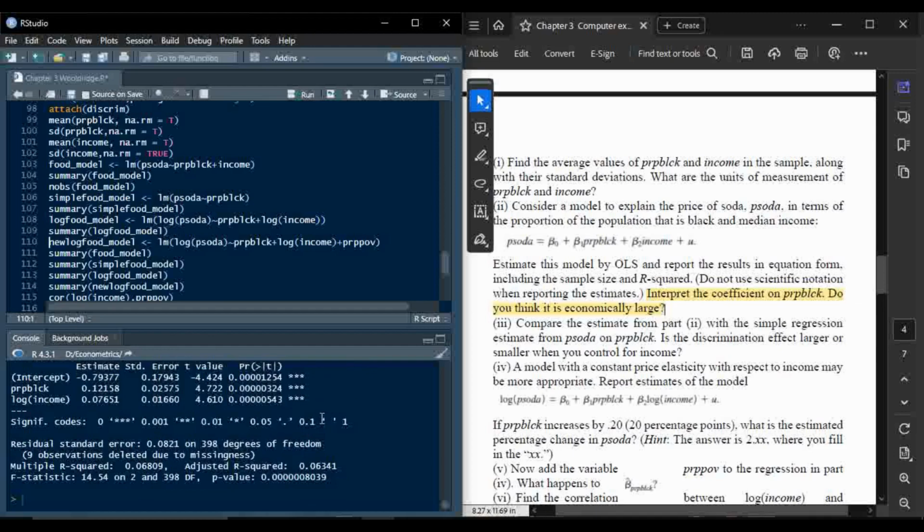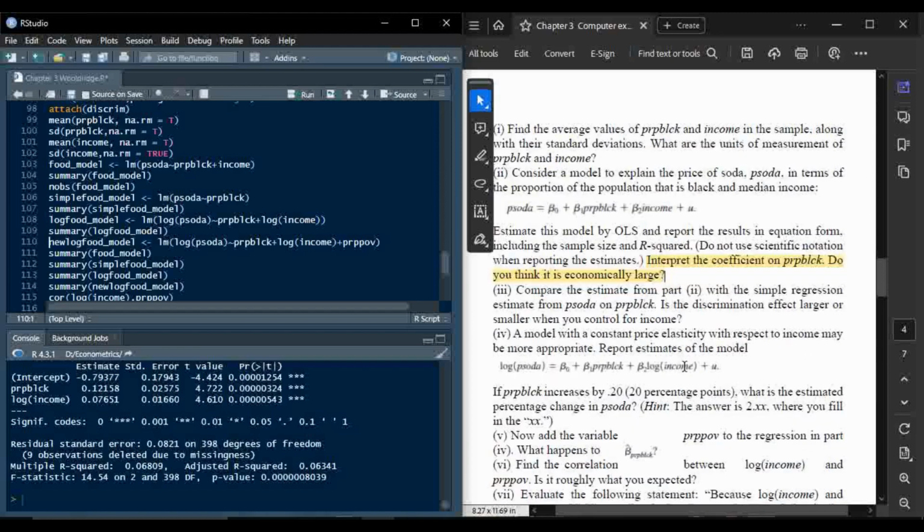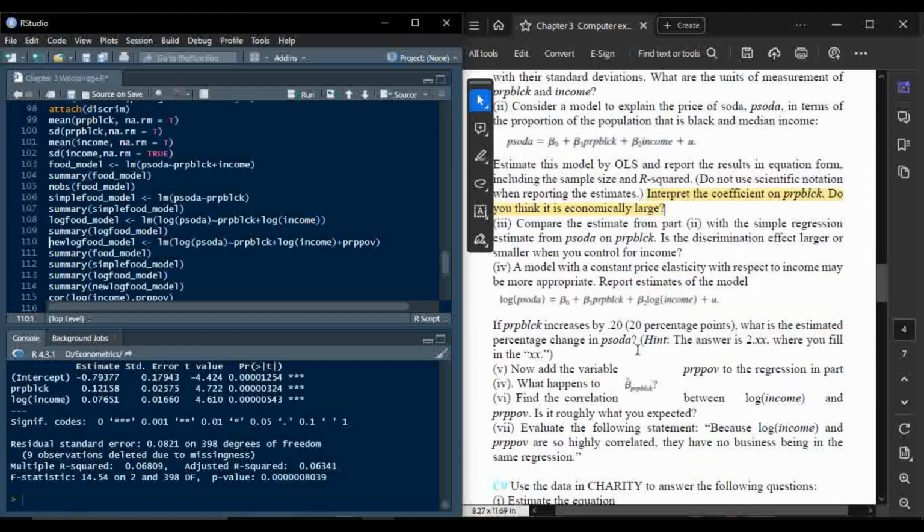Now what is the other part of this question? If proportion black increases by 0.20, 20 percentage points, what is the estimated percentage change in p soda, the price of soda? So what is the coefficient on proportion of black? It is 0.0121. It is almost equivalent to 0.122.